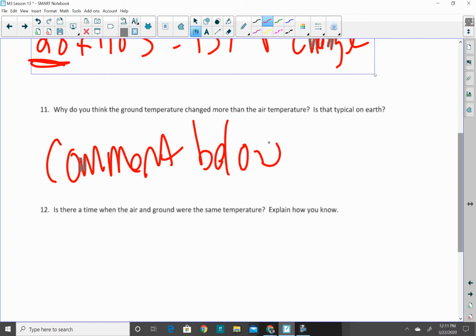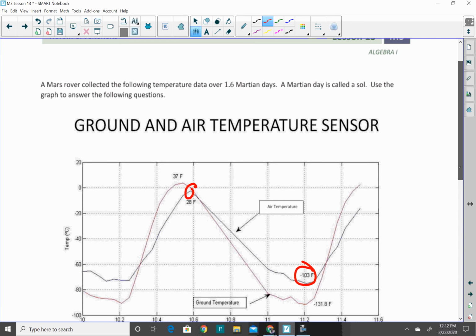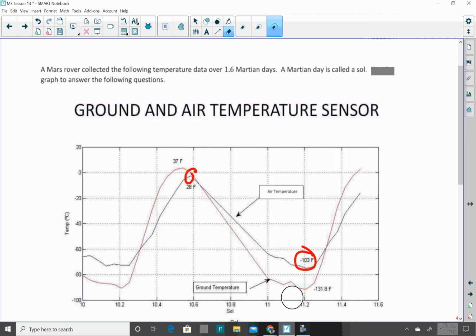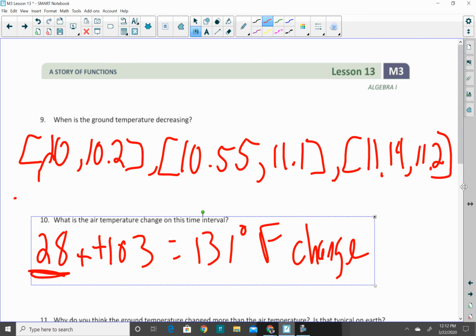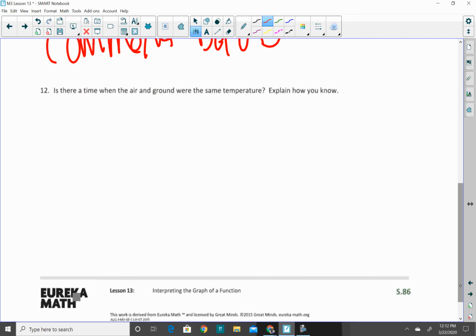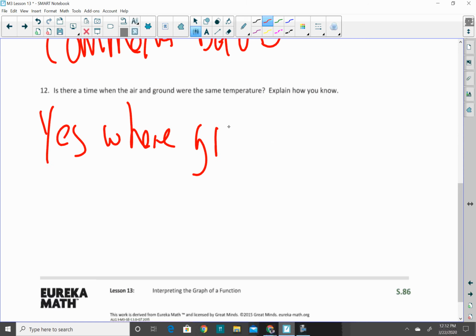And number 12, is there a time when the air and ground were the same? It's a good review of some stuff we did in 8th grade math, also first semester this year. Well, where would they be the same? Well, that's where the graphs intersect, right? The temperatures are the same there, they're the same there, and they're the same there. So yes, where graphs intersect, that's where they'd be the same temperature.